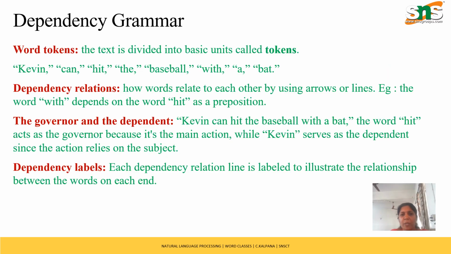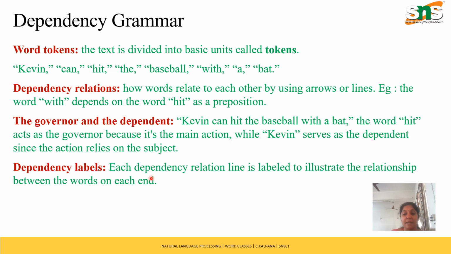So these are the important terminologies of dependency grammar. The first one is word tokens. When I say tokens, it is nothing but the separate words in the sentence. The text is divided into units called tokens, which is tokenization. Here we are just splitting the words in the sentence, and each is called a token. So Kevin is a token, can is a token, hit is a token. Likewise we are going to split the words into tokens.